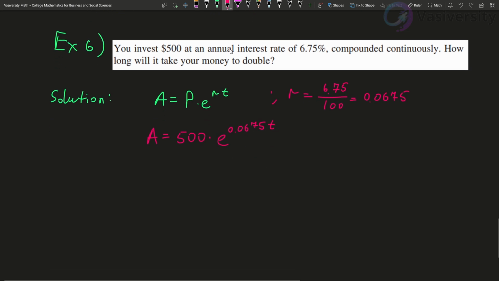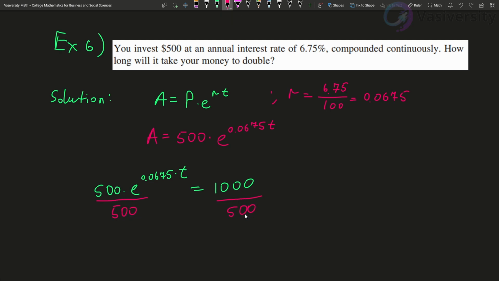We want to find the time. How long will it take when this amount A is double our principal amount? That means 500 times e to the power of 0.0675 times t, which is our unknown, is equal to 1,000. That's what we're looking for when it's doubled. So let's go ahead and solve this problem. We're going to divide both sides by 500. So 500 and 500 cancel out. So we have e to the power of 0.0675 times t is equal to 2.